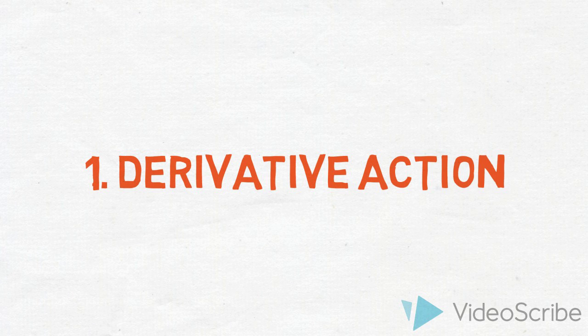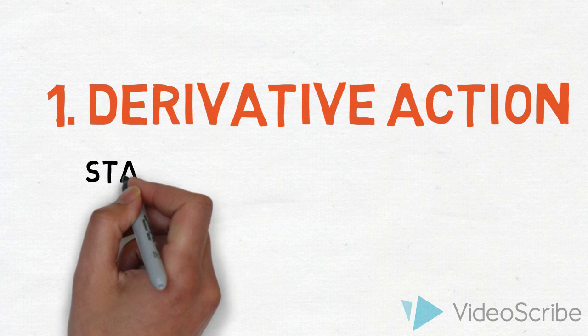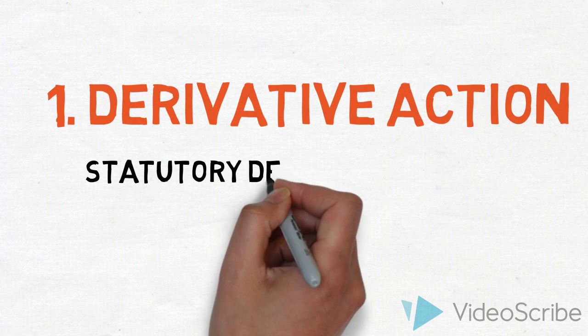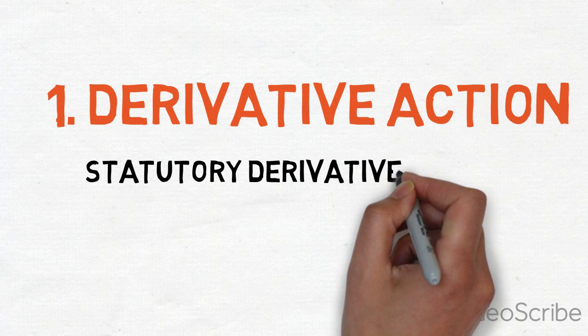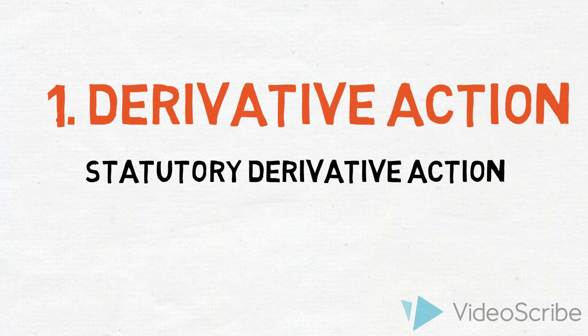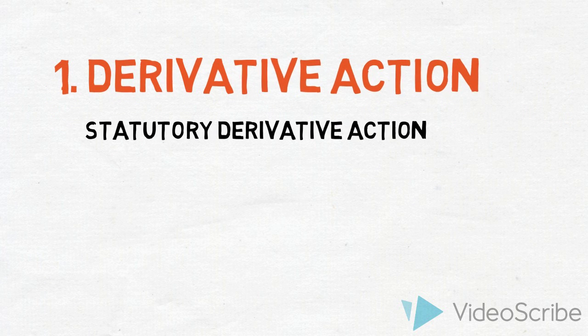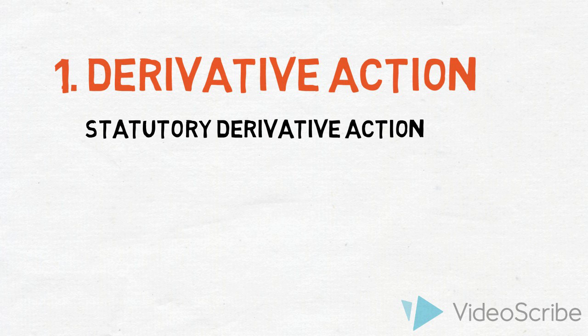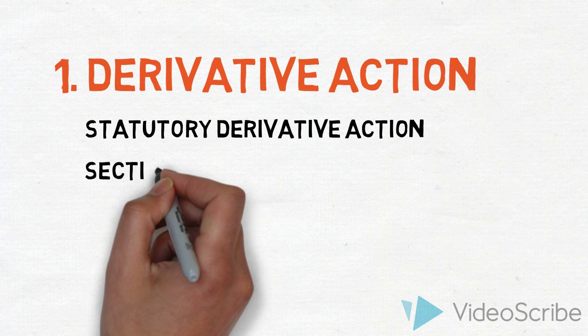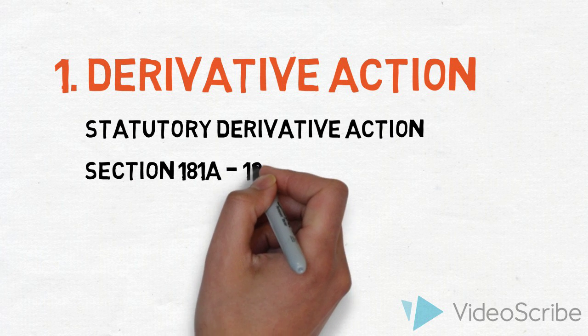A derivative action is an action brought by a shareholder based on a cause of action that the company has, rather than a cause of action belonging to the shareholder. The common law allows a minority shareholder to bring this action on behalf of the company in situations where the company does not take action because the wrongdoer controls the company and is able to prevent the company from taking any action.